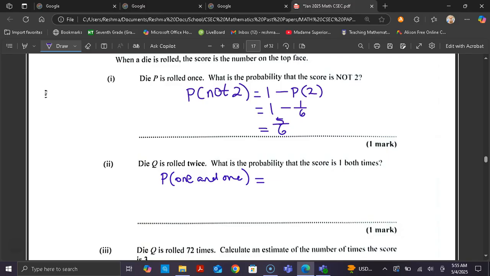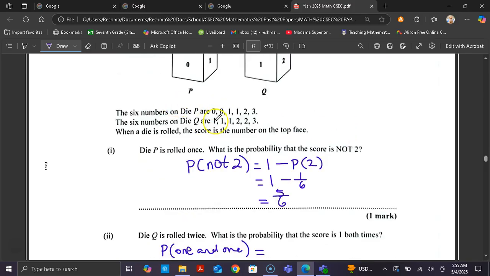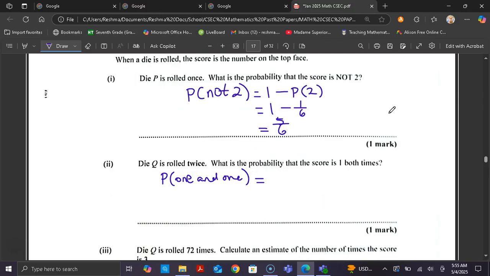meaning 1 on the first roll, 1 on the second roll. Since they are independent events, the probability of two events happening together will be the probability of event A, which is the first event, multiplied by the probability of event B, which is the second event. So the probability of getting a 1, let's see on die Q, how many 1s are there? 1, 2, 3. 3 out of 6, which is a half. So it will be 3 out of 6 times 3 out of 6, which is a half by a half, which would give a quarter.